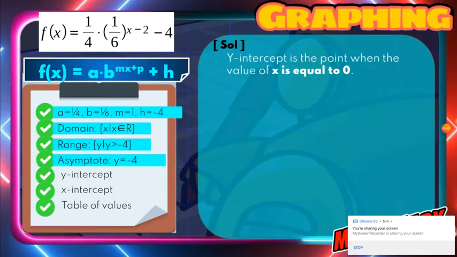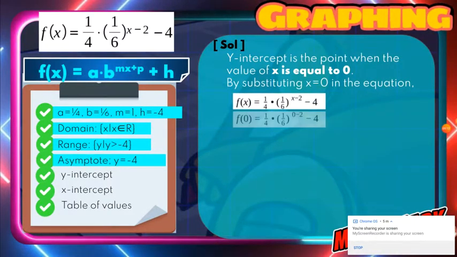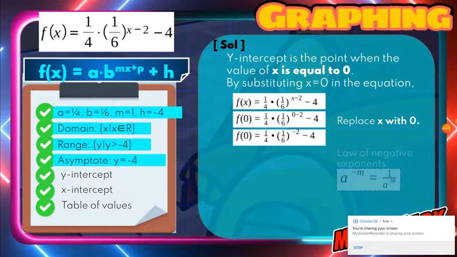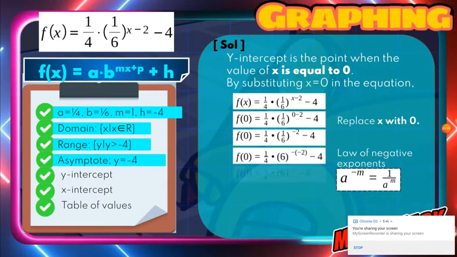Let's go to the y-intercept. It's simply when x is equal to 0. By substituting it in the equation, we replace x with 0, we simplify, and according to the law of negative exponents, we can reciprocate the base and make the sign of the exponent the opposite, which gives us this one.